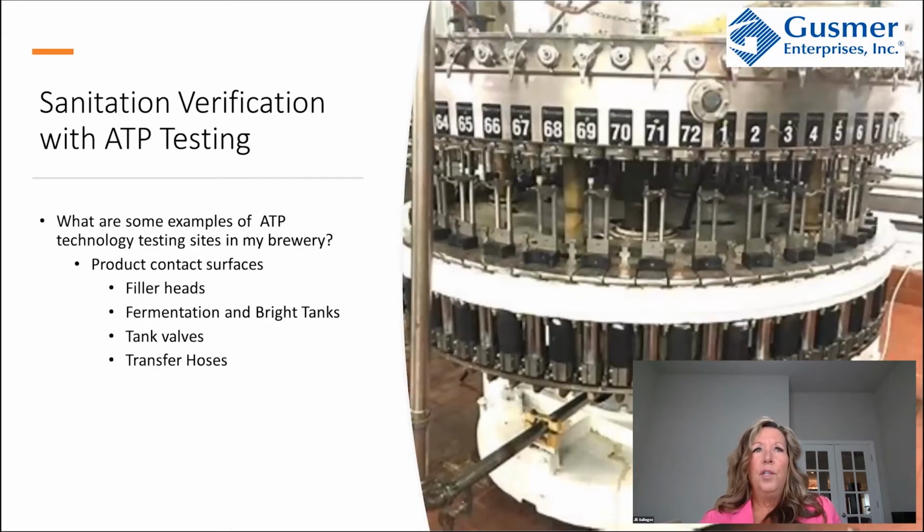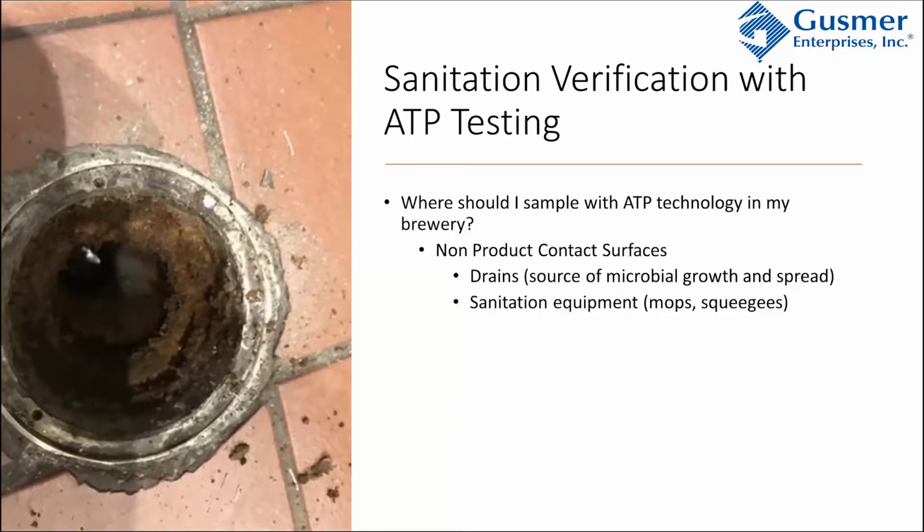So what are some good examples of ATP technology testing sites in my brewery? The points where the product touches, or product contact surfaces, would be things like filler heads, fermentation and bright tanks, tank valves, and definitely transfer hoses. And some non-product contact surfaces that are good would be drains and sanitation equipment.